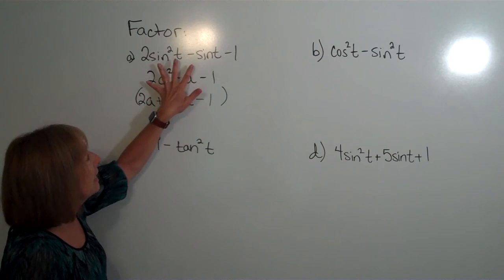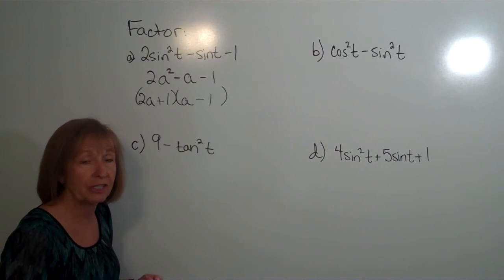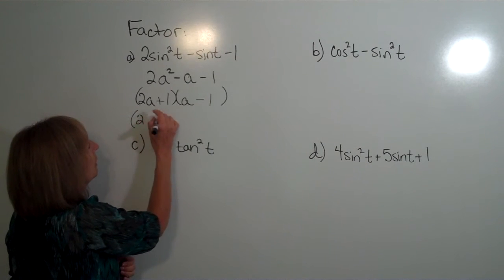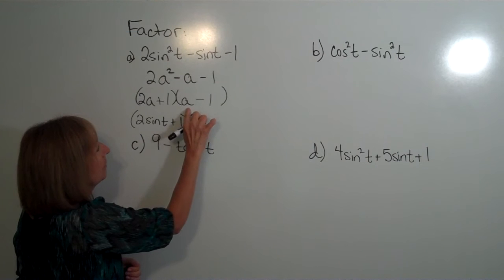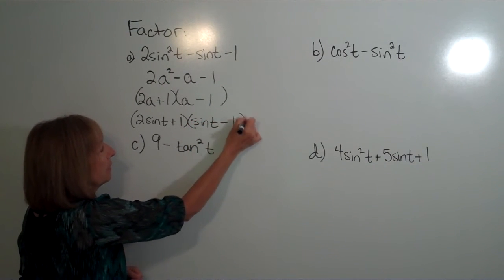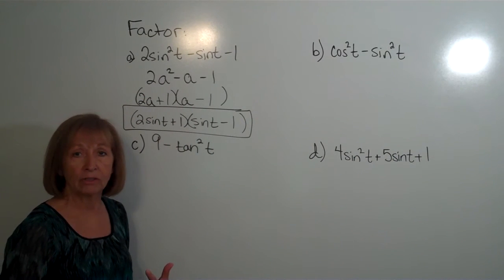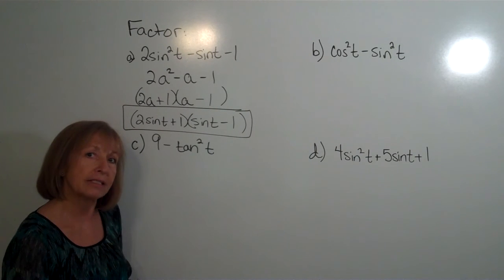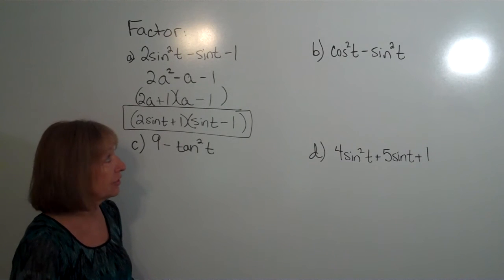Well, a is just taking the spot that sine t has in the original trig expression. So my factorization of this is going to be 2 sine t plus 1 times, a is the same as sine t, so sine t minus 1. So sometimes if we step back and look at it as an algebraic expression, factor it, we can go back to the trig expressions and put them in for the factorization.